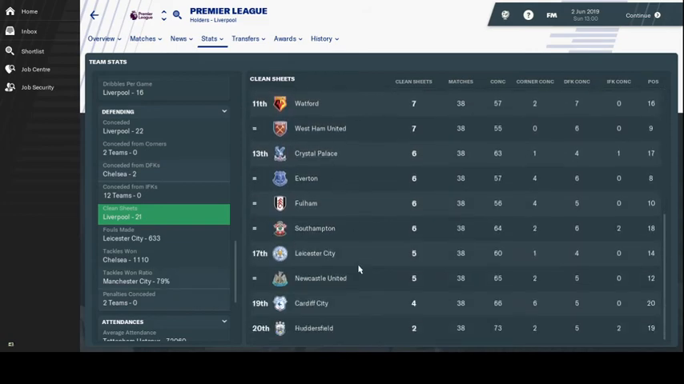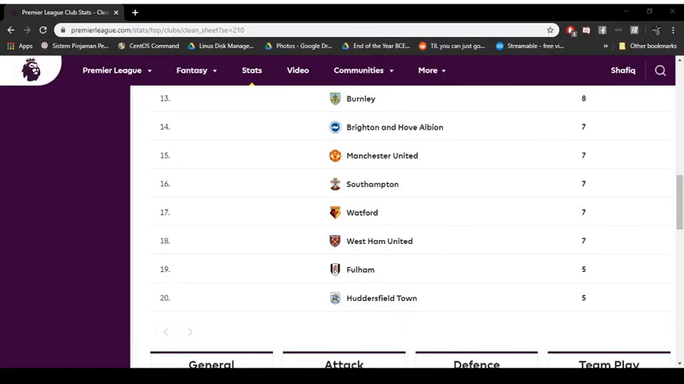The teams with the least amount of clean sheets are Huddersfield, Cardiff City and Newcastle United, with 2, 4 and 5. Now if you look at the real life version, it is Huddersfield with 5 clean sheets, Fulham with 5, West Ham with 7. It is different from the one that we collected.